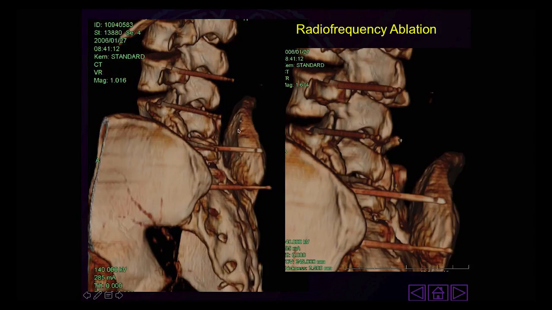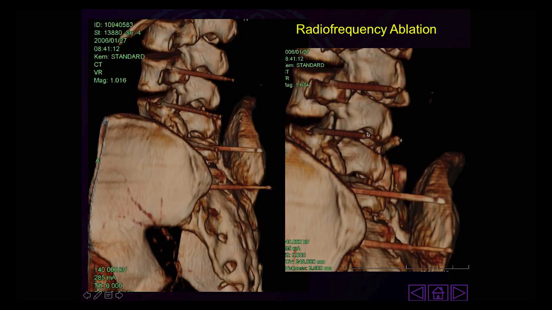And it may take maybe 4 months, 6 months, maybe a year or longer for those little nerves to grow back. And in that time frame, the patient may be more comfortable and may be able to remain independent and do the activities that he or she likes. This is a nice 3D model that shows the placement of these ablation-type needles that supply those facet joints.